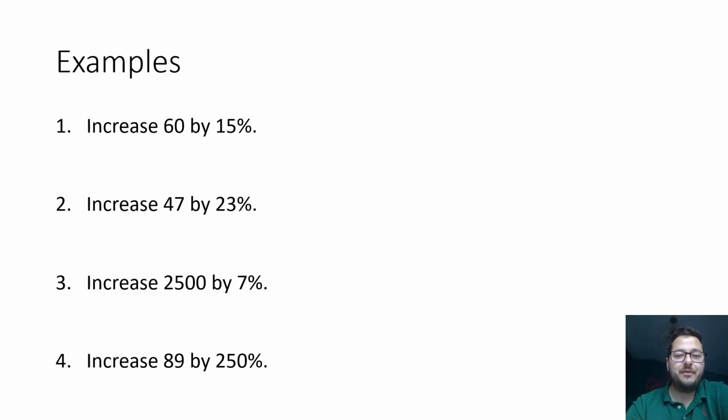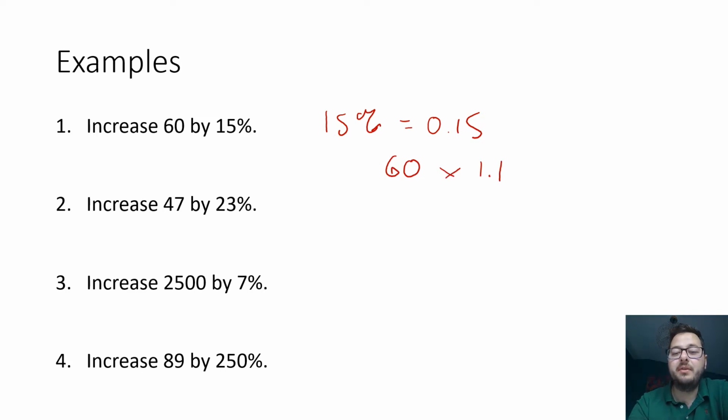Okay, so let's just have a go at a few questions. Feel free to pause the video and try them yourself, but we can do it together as well. So, number 1, we want to increase 60 by 15%. 15% is equal to 0.15. Because we want to increase 60 by 15%, it's going to be 60 times 1, which is the whole amount, plus 0.15, which is the extra bit added on. Then we type that into our calculator, 60 times 1.15, and we end up with 69.